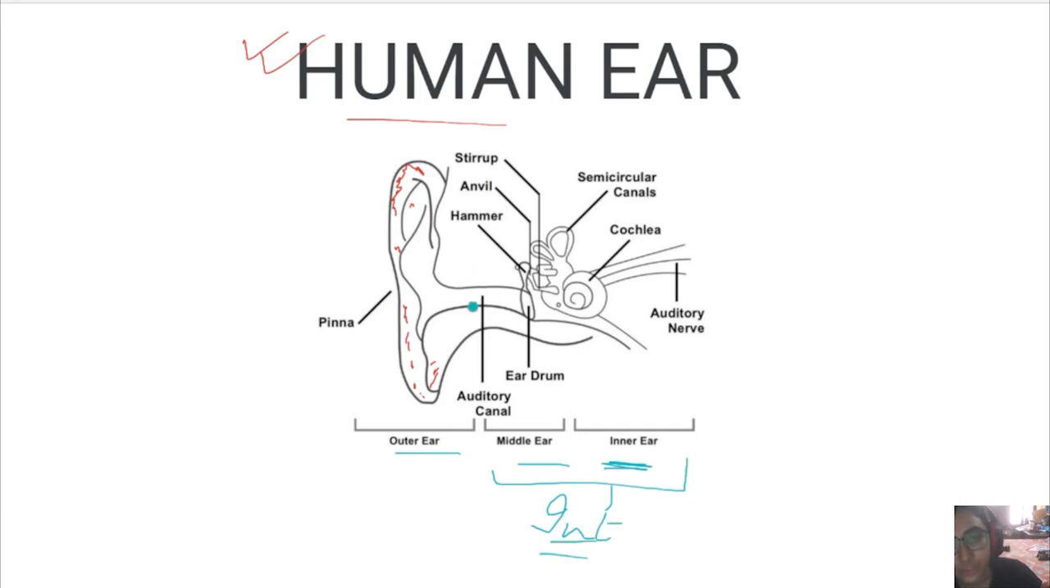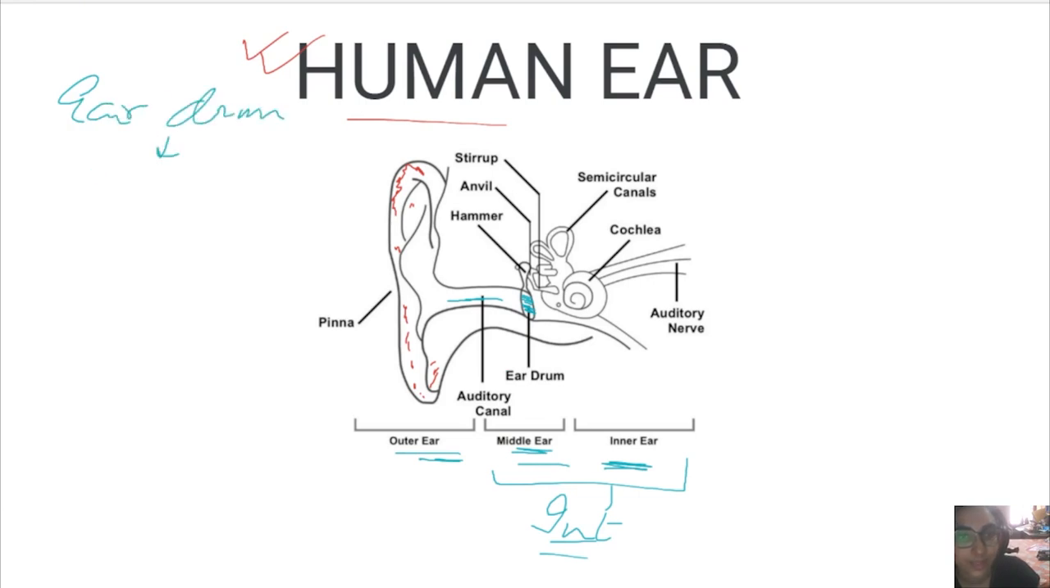Okay. So what do we have here? Here we have an auditory canal. The auditory canal ends at a membranous portion known as the eardrum. It's a membranous covering, or you can call it a membranous barrier, between the outer ear and the middle ear.